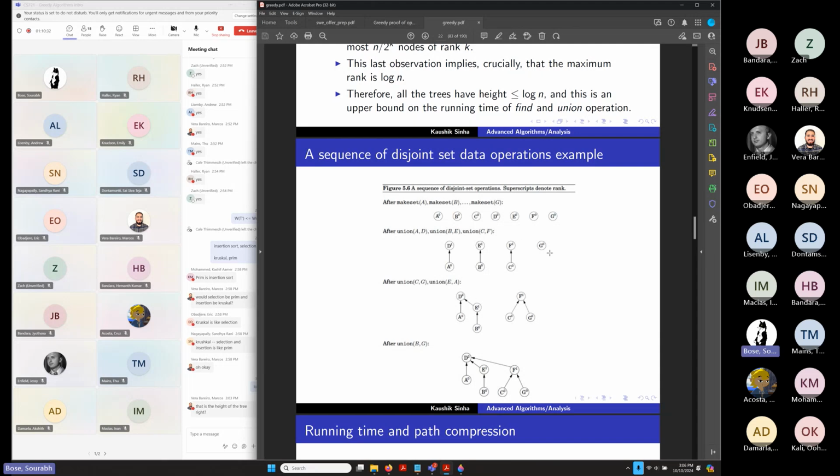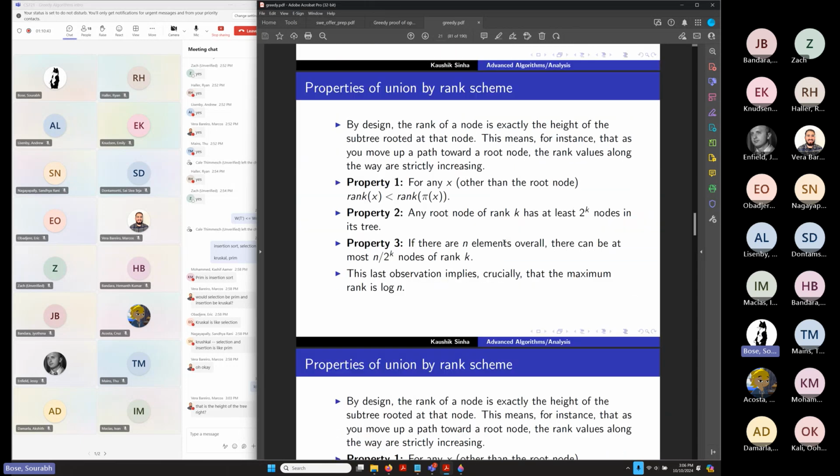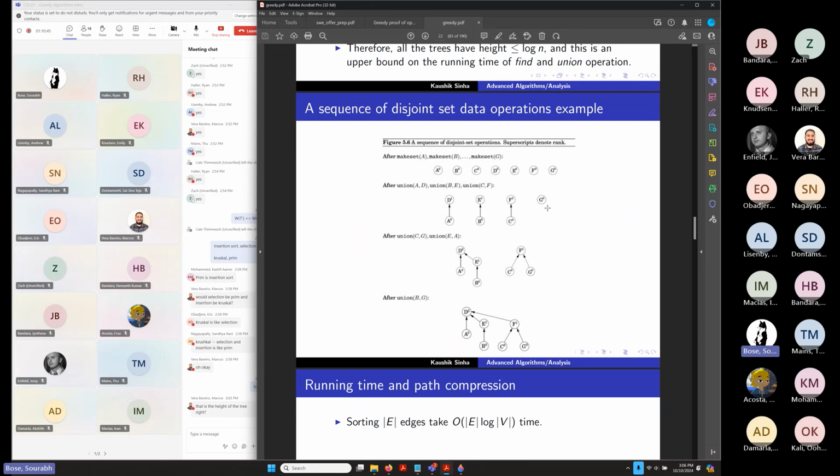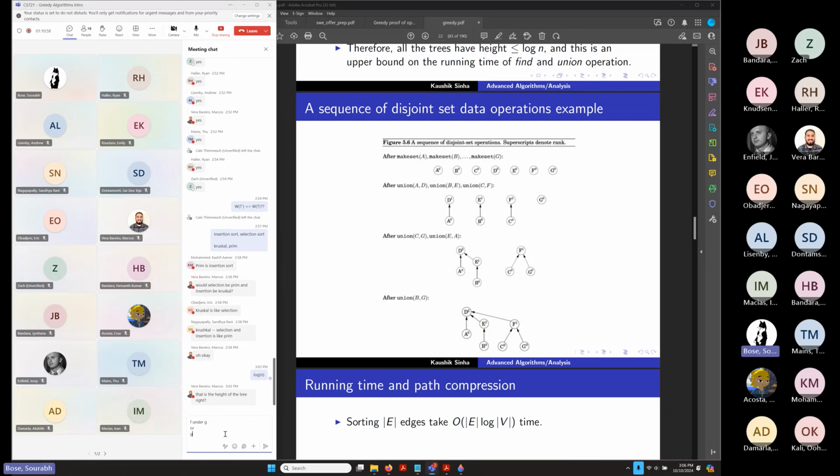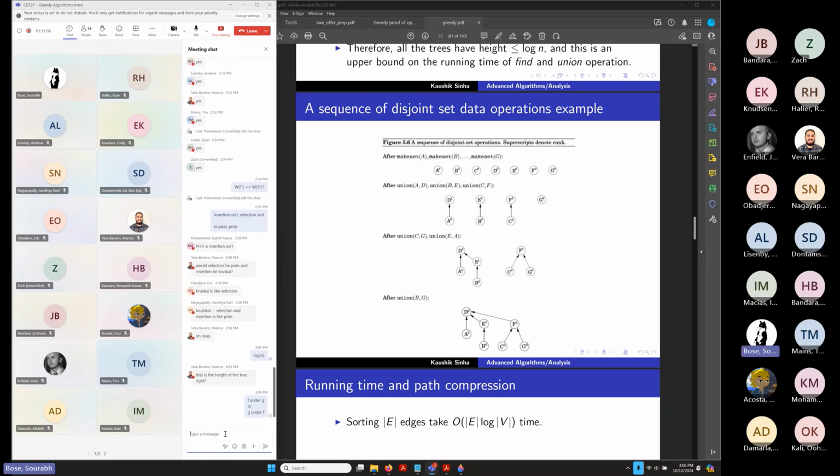However, if both of them do not have the same rank, for example, F's set is F, G's set is G, G's rank is 0, F's rank is 1. If that is the case, where would you like to add G? Should I be adding F under G or should I be adding G under F? Can you guys tell me that? F under G or G under F?